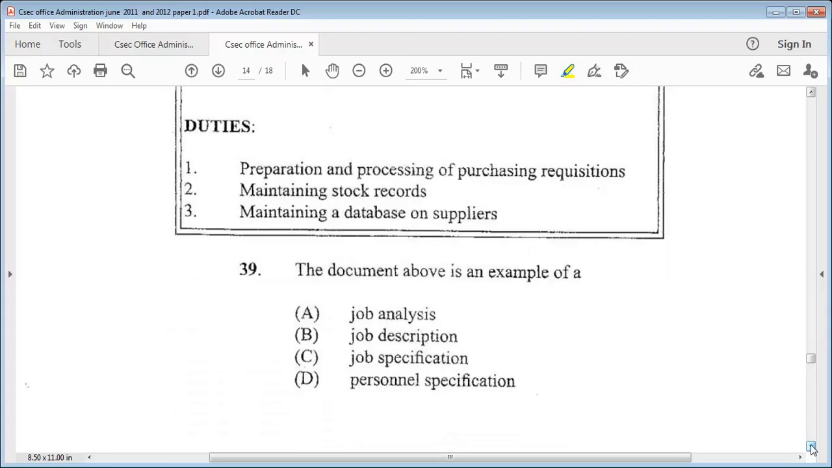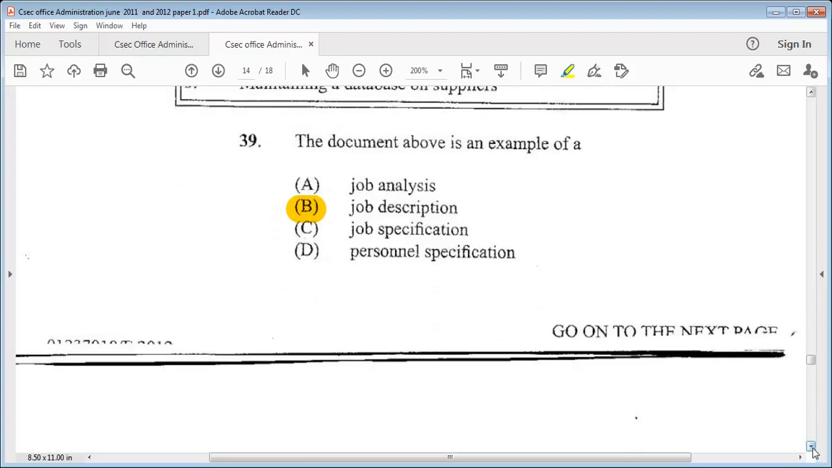So 39 says, the document above is an example of A. Job analysis, B. Job description, C. Job specification, or D. Personnel specification. Our answer is B. Job description. Let's go on to question number 40.